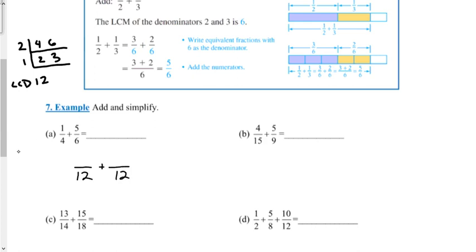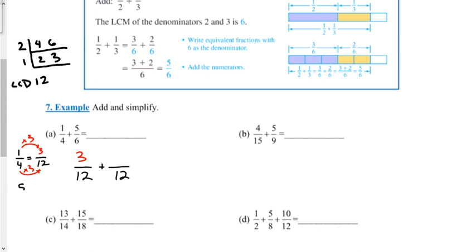Okay? So 1/4, in order to become twelfths, I would actually multiply this one. What do I take times 4 to get to 12? Well, I would multiply by 3. So whatever I do to the bottom, I've got to do to the top. So I would take this one times 3 as well. That would get me 3/12. So 1/4 becomes 3/12.